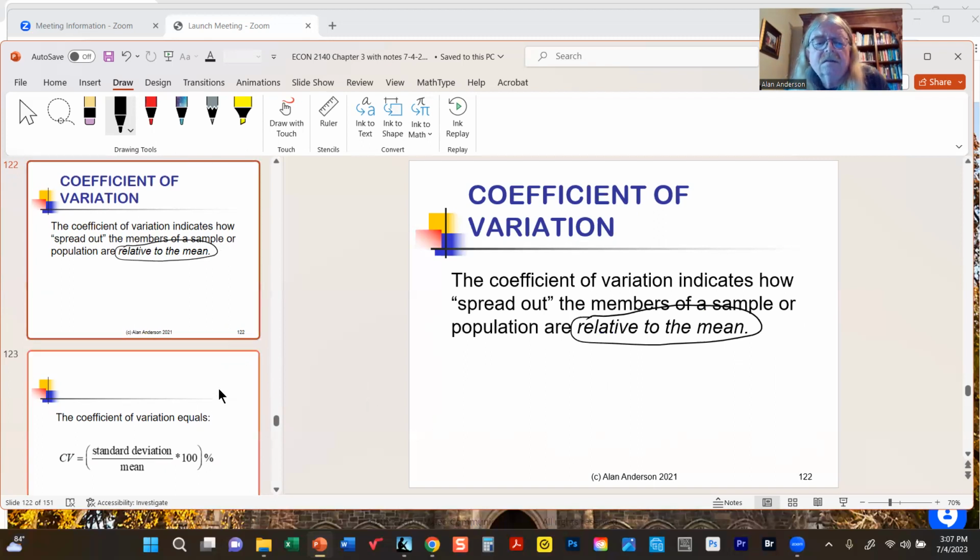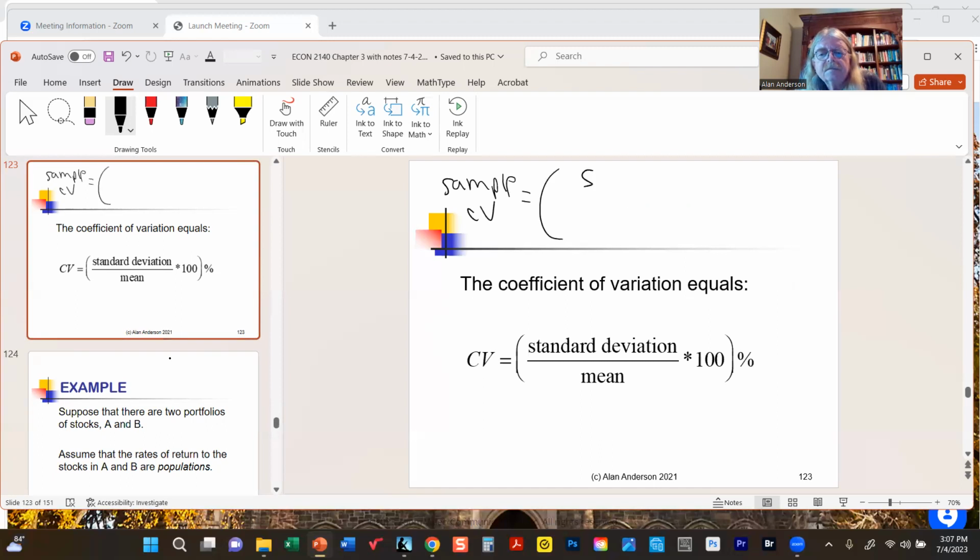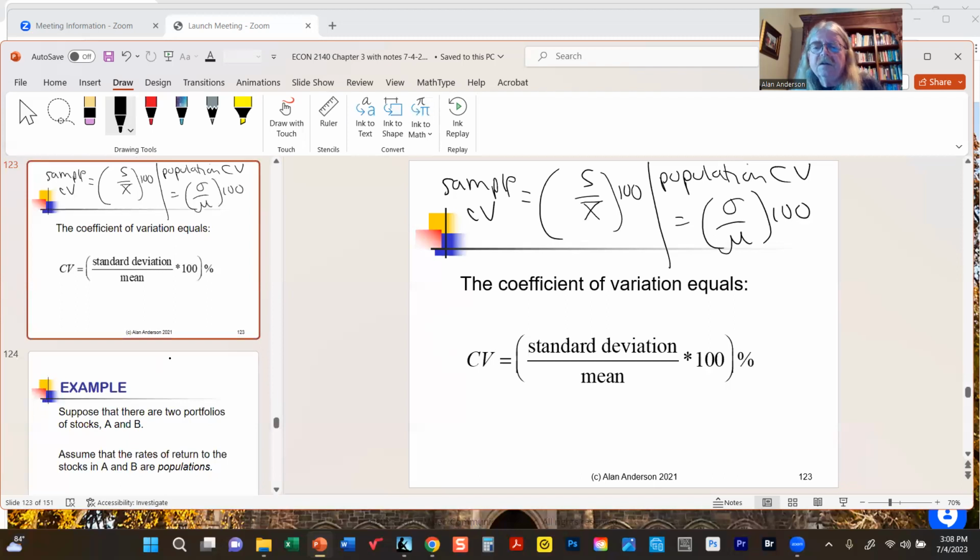How does this thing work? Well, whether it's a sample or a population, we're taking the ratio of the standard deviation over the mean and multiplying by 100 to turn it into a percentage. So for a sample, you'd have this. The population version would look like this. Remember, the rule of thumb is that the Greek letters are used to represent populations and the Roman letters are used to represent samples.